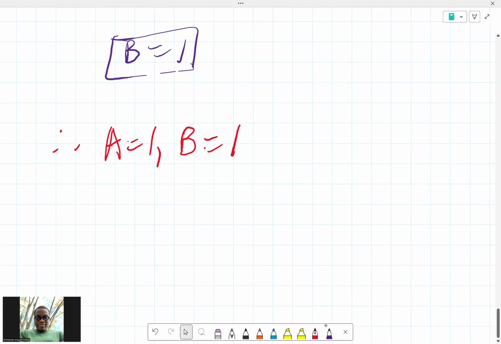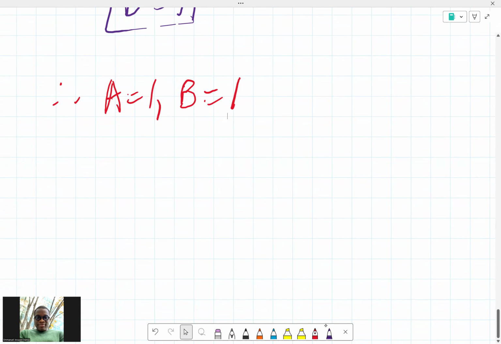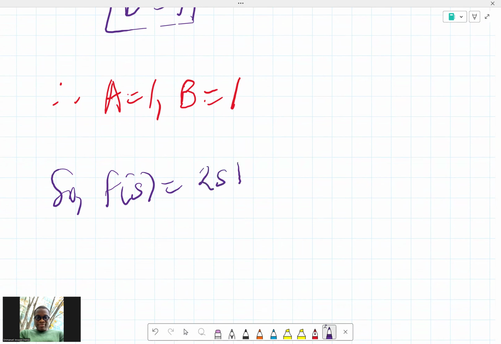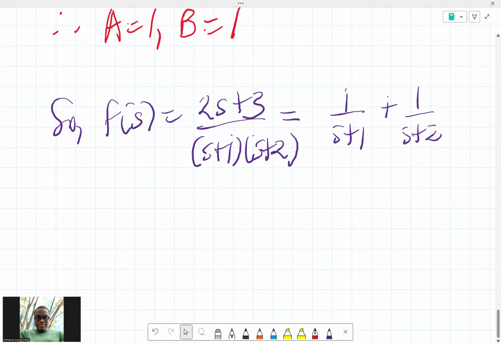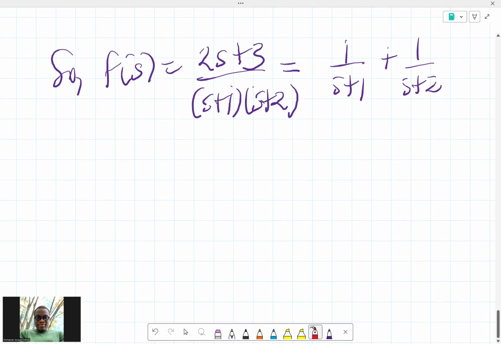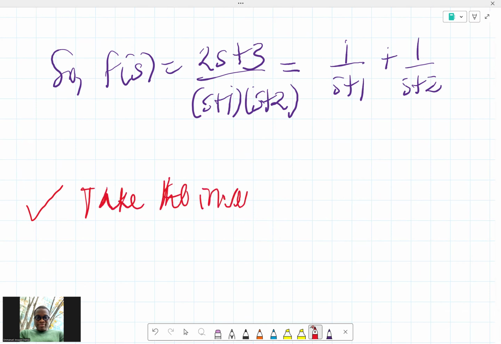So we can then go ahead to say that f of s, which is 2s plus 3 all over s plus 1, s plus 2, is the same as 1 over s plus 1 plus 1 all over s plus 2. And with this kind of thing now, we can go for the inverse Laplace. So the next step is to take the inverse Laplace transform.